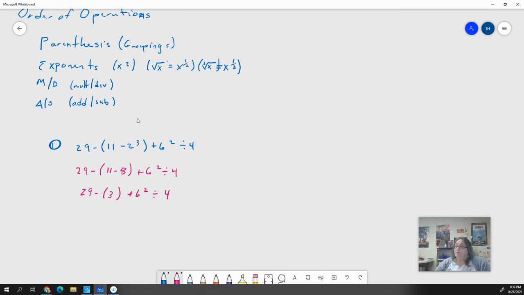So we would go to dealing with this next, right? So we would just rewrite this. 29 minus 3. I could take it out of the parentheses now. Plus 6 squared. Well, that's plus 36 divided by 4.